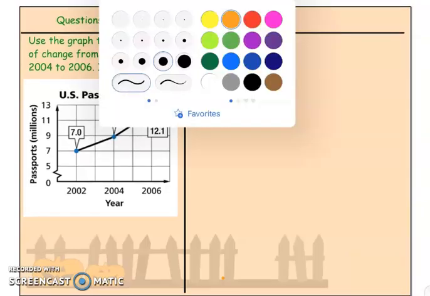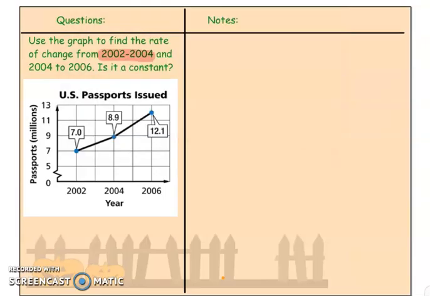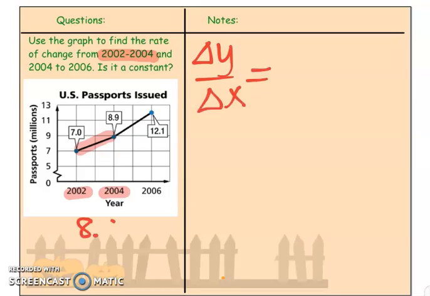Okay, next one. The rate of change from 2002 to 2004. So if we do the change in y divided by change in x, 8.9, so it went from 7 to 8.9. So that's an increase of 1.9. It's important to recognize the graphs we've seen so far were both increasing. They're not always increasing though. So it could be something that's going down where the rate of change is a negative number. So you have to be careful.